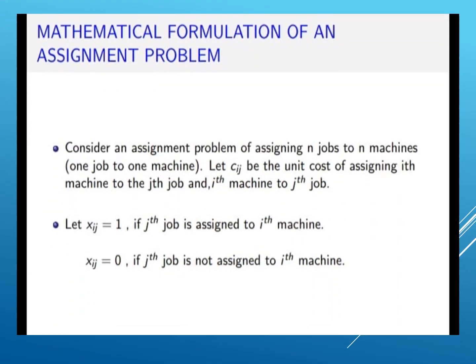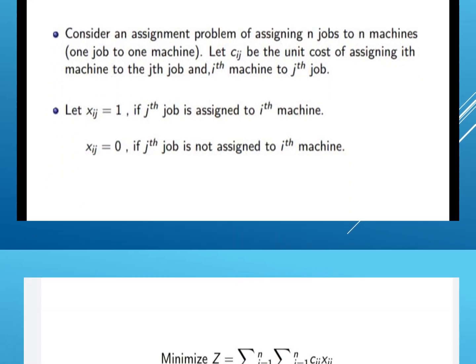Let us see the mathematical formulation of assignment problem. Consider an assignment problem as assigning n jobs to n machines. Cij be the unit cost of assigning ith machine to the jth job. Let xij is equal to 1 if jth job is assigned to ith machine. xij is equal to 0 if jth job is not assigned to ith machine.